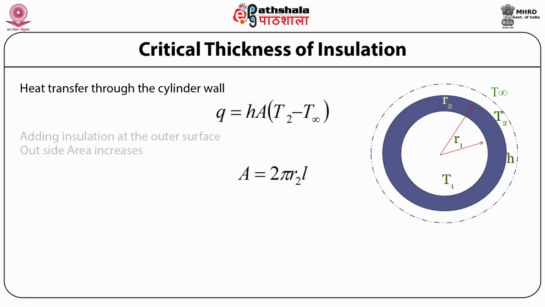Now, if we add some insulation, what happens to the equation? First, the radius R2 will increase, and hence the outer area will increase. But at the same time, T2 decreases because thickness is applied in the direction of the temperature gradient. As a result, the T2 value decreases. So in the equation, of the two parameters, one is increasing and the other is decreasing. So one cannot easily say whether the rate of heat transfer is increasing or decreasing.